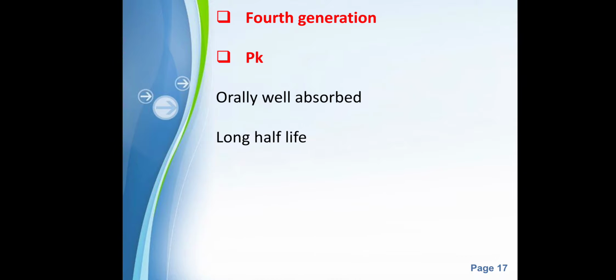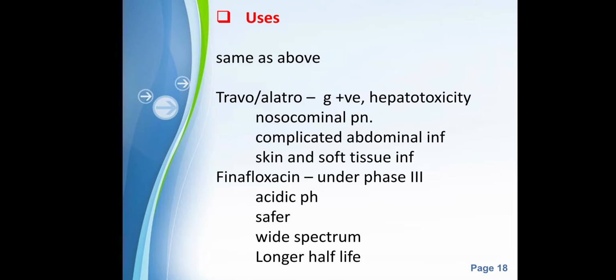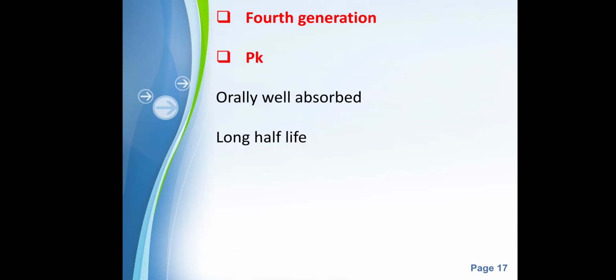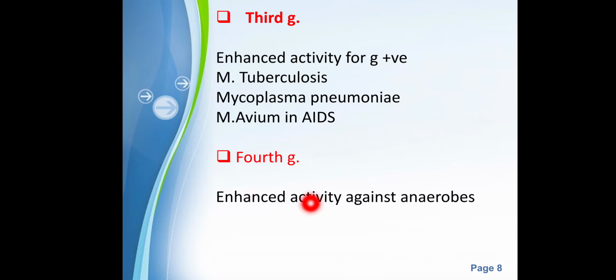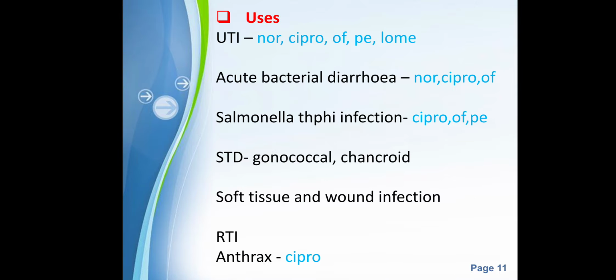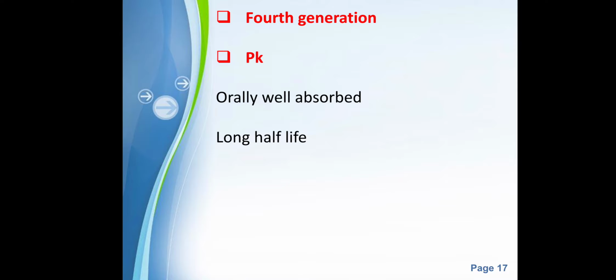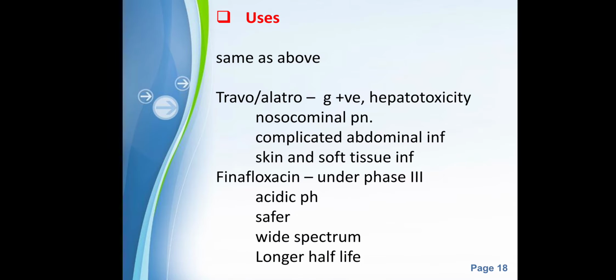Fourth generation, orally well absorbed and having long half life. Now uses are almost similar to third generation, but here we have two newer drugs, right? They are alatrofloxacin and trovafloxacin. They have some individual characteristics that we are going to discuss, otherwise uses are the same. One more factor in the spectrum in case of fourth generation was enhanced activity against anaerobes. So in uses also, diseases caused by anaerobes will be added to this infection.